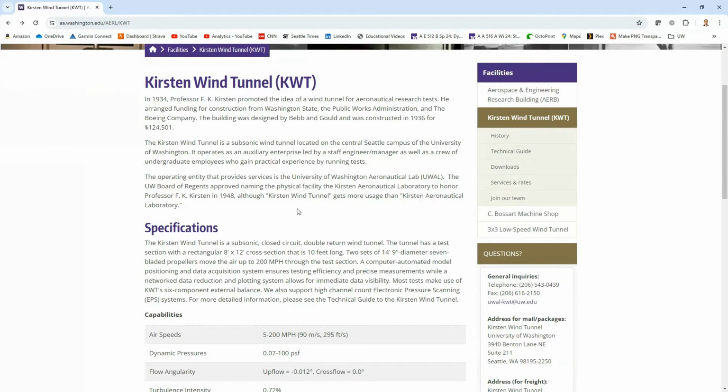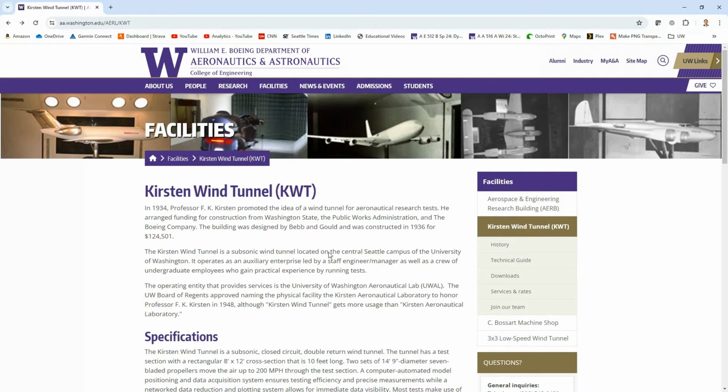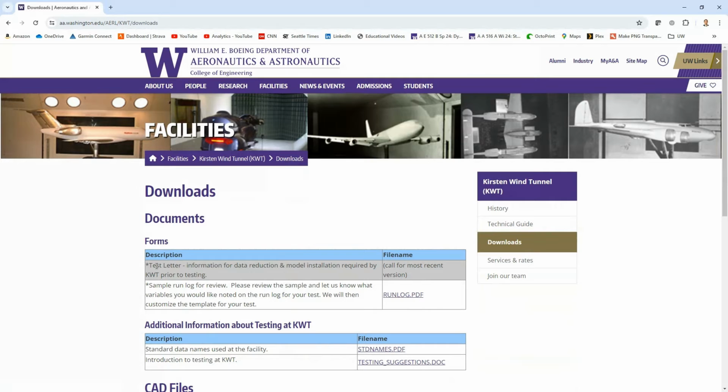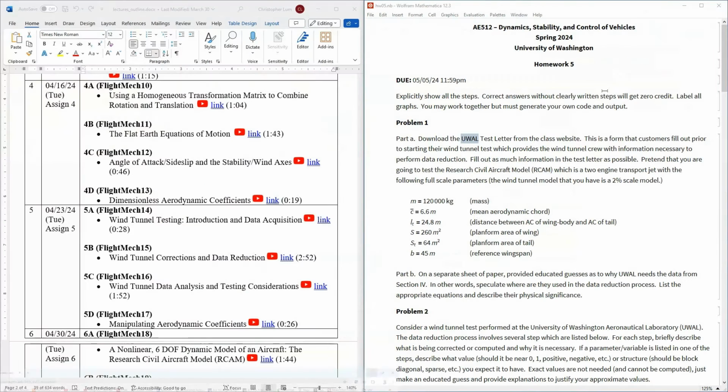But instead of thinking about being a student, I want everyone here to think about being an engineer, and you want to go to this wind tunnel and conduct a wind tunnel test. So one of the first things that you're going to do is obtain what's called a test letter. A test letter contains, as the description states here, information that the wind tunnel needs to know before you walk in there to conduct your test. It looks like they want you to call them to get their most recent version of the test letter, but I posted a version of this on the class website. That's what I mean when it says download the UWAL test letter from the class website.